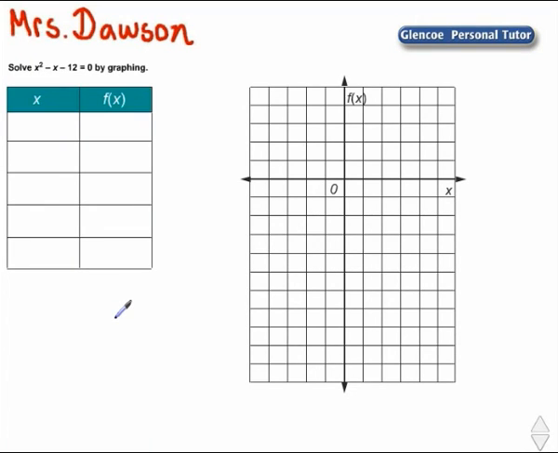This is Mrs. Dawson. 2 real solutions. Solve x squared minus x minus 12 equals 0 by graphing.